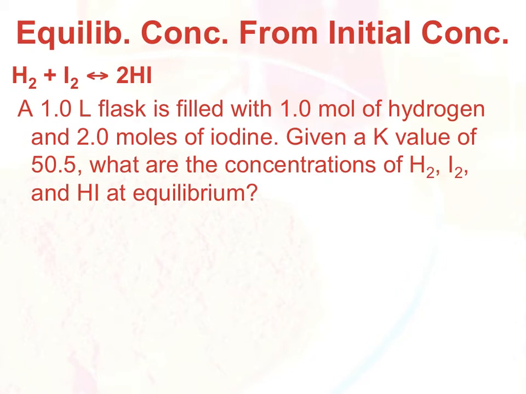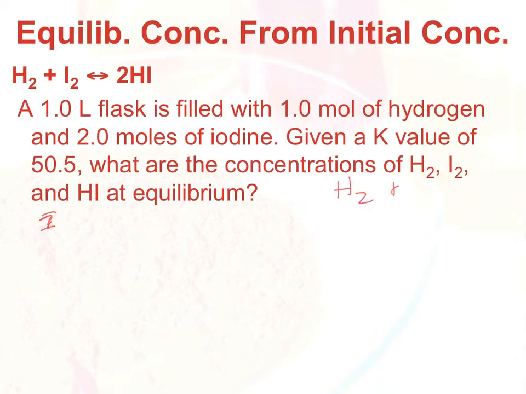We're told that we have a 1 liter flask filled with 1 mole of hydrogen and 2 moles of iodine. Okay, and we've been given our K value. They now want to know what the concentrations are of H2, I2, and HI at equilibrium. So obviously the first thing we want to know is our concentration values. So we're going to write out the ICE table for the reaction that we're going to be looking at.